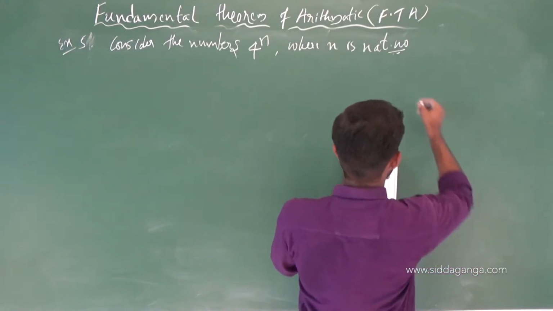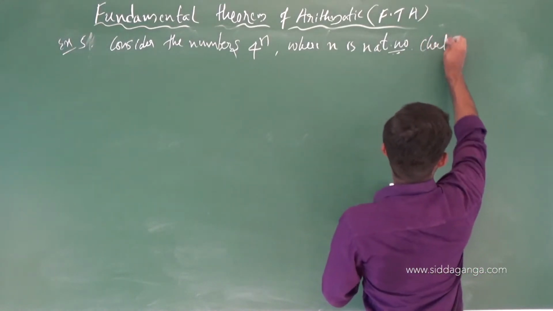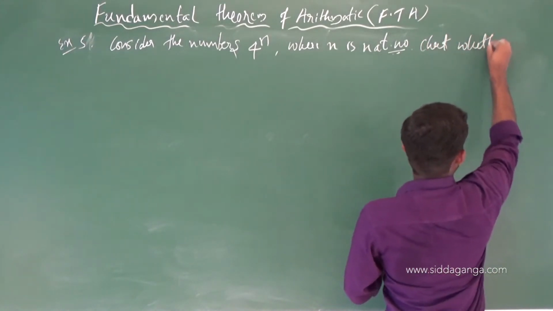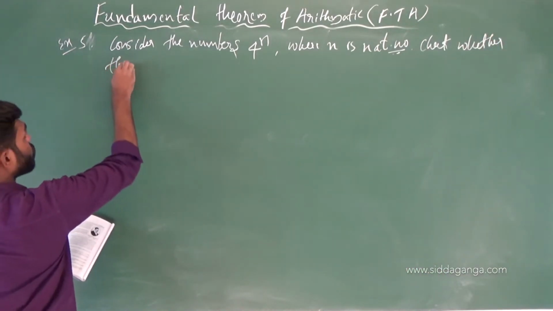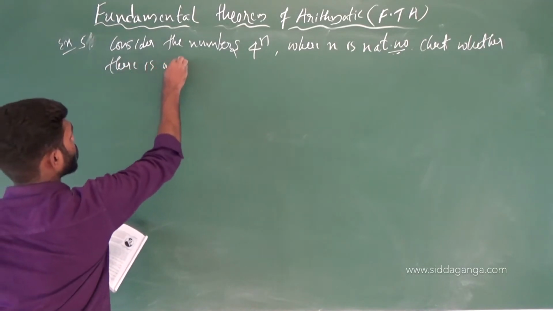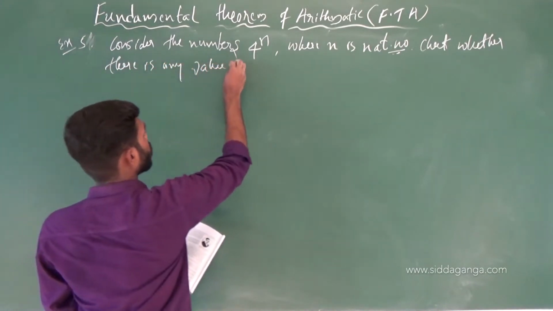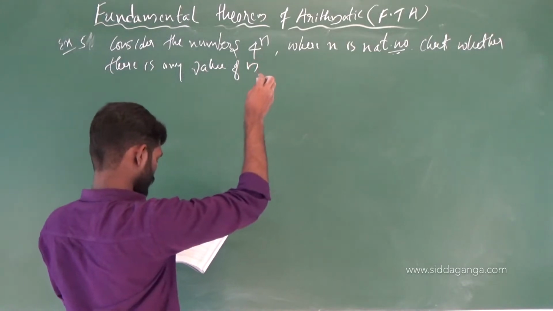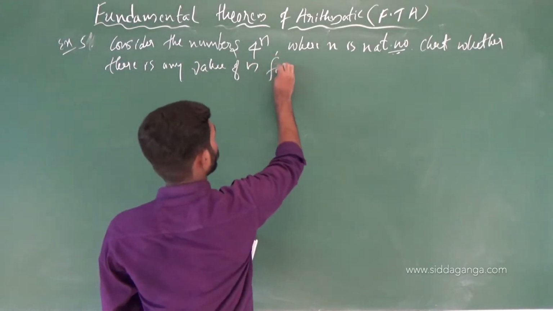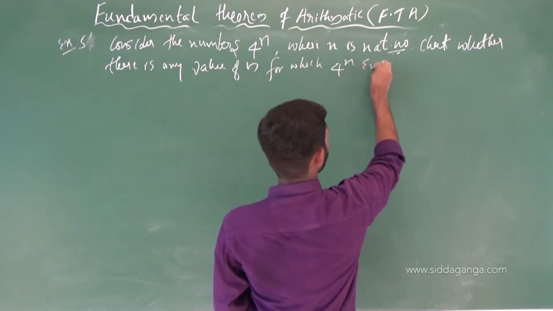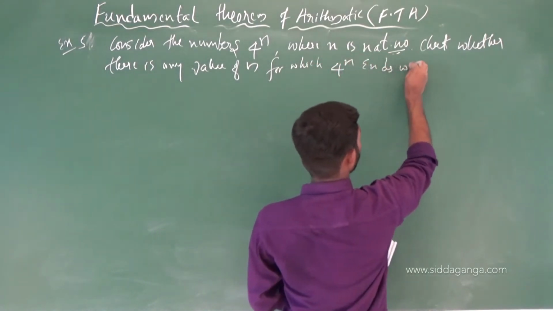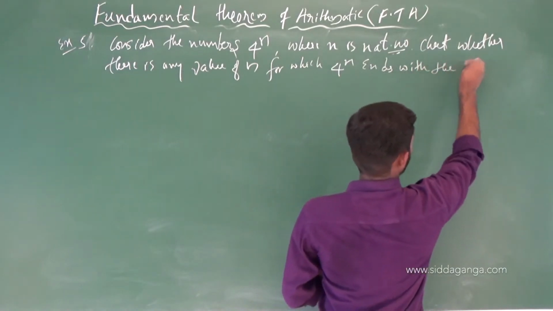Check whether there is any value of n for which 4^n ends with the digit 0.